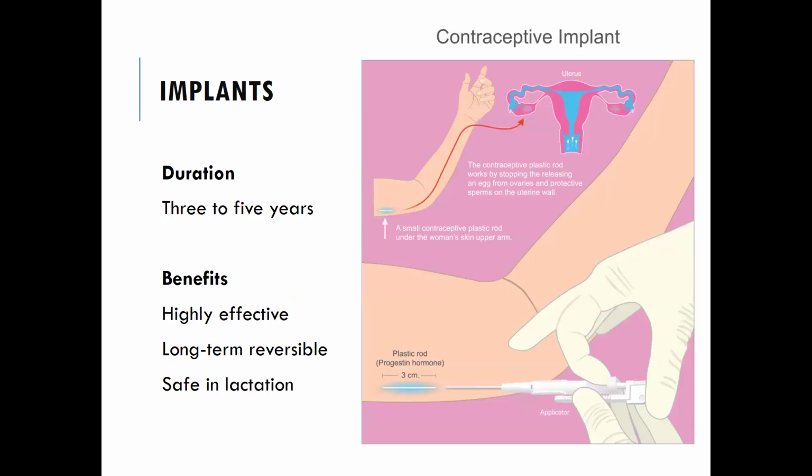Then the third hormonal method is the implant. The duration of its efficacy is 3 to 5 years, and the benefits are that it's highly effective, long-term, reversible. Again, it comes under the category of LARC, and it's safe in lactation again. We can see in the picture how a small contraceptive plastic rod is placed under the woman's skin in the upper arm, and they have shown the size, that it's 3 centimeter, and by using an applicator, they have placed the implant under her skin.